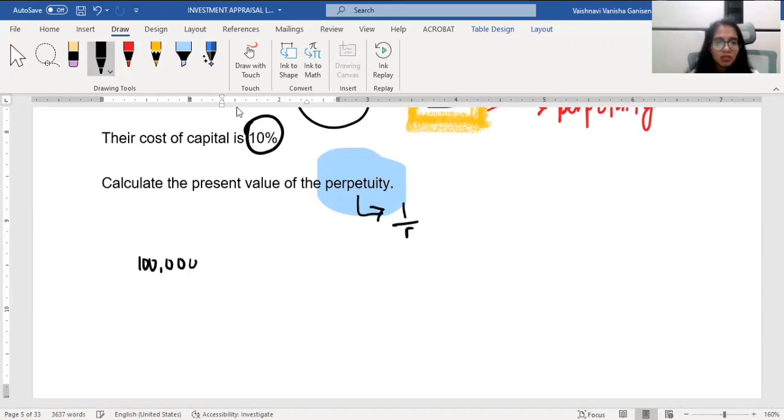To calculate my present value of the perpetuity, when my discount rate is 10%, I take 100,000 multiplied by 1 over R, where R is 0.1. So 100,000 divided by 0.1 is 1 million. So the present value of the cash flow that you will receive in perpetuity is $1 million.